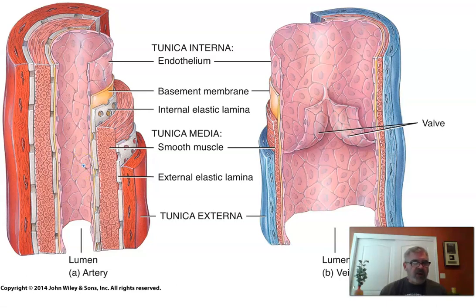All right, number 2 is vasodilation. When this smooth muscle layer relaxes, it moves outward. That increases the diameter of the lumen. All right, so vasoconstriction decreases the diameter of the lumen. Vasodilation, when it relaxes, increases the diameter.